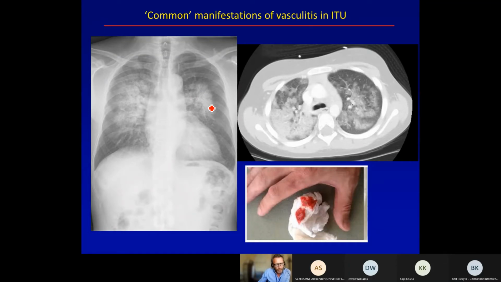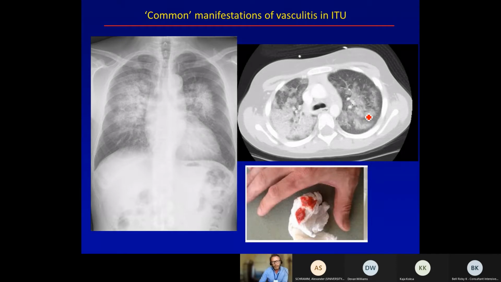Now, clearly this has a broad differential. This clearly could be fluid, it could be infection, but in the correct context, when you see a chest X-ray like that, you always need to think about diffuse alveolar hemorrhage, for which there are a number of different potential causes. CT scan just shows the same thing with alveolar shadowing.